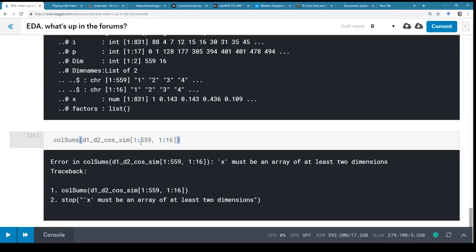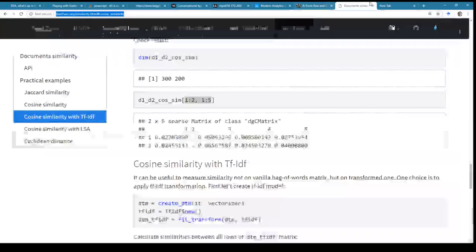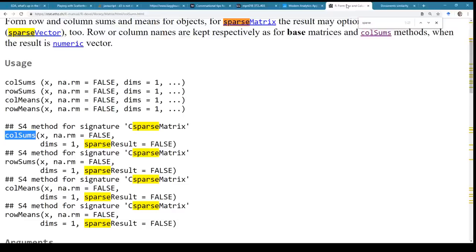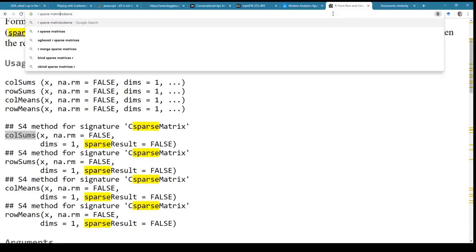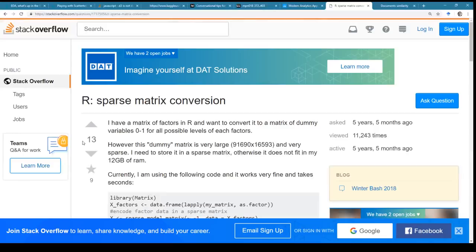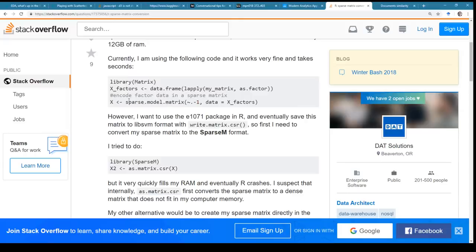Ryan says, is there a two dense in R? R two dense. Sparse matrix to dense. That's a good question. Sparse matrix conversion. I have matrix, I have dummy variables, and so on. But did a sparse model matrix.